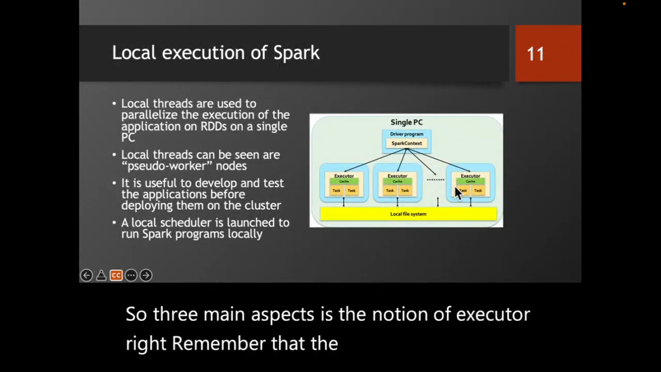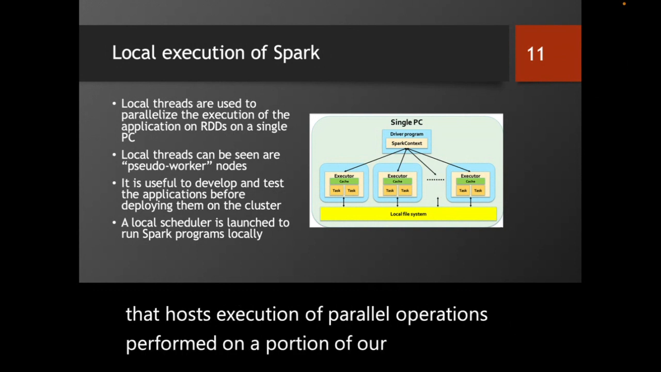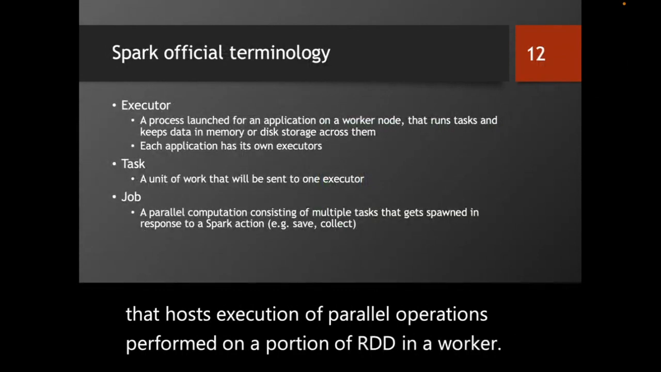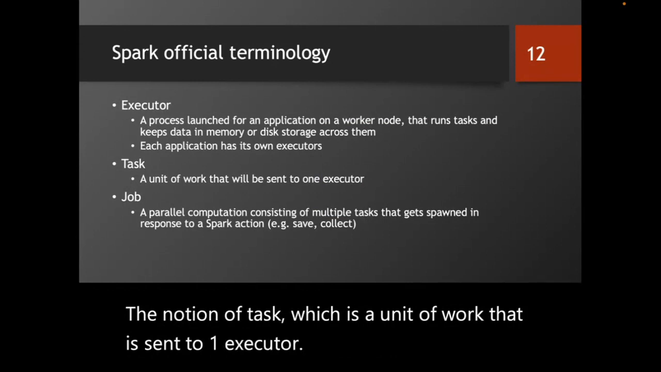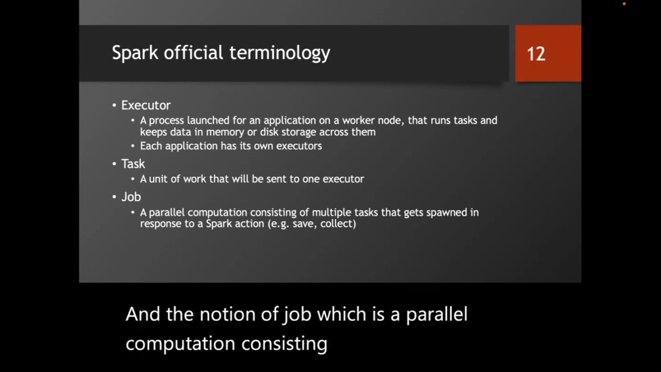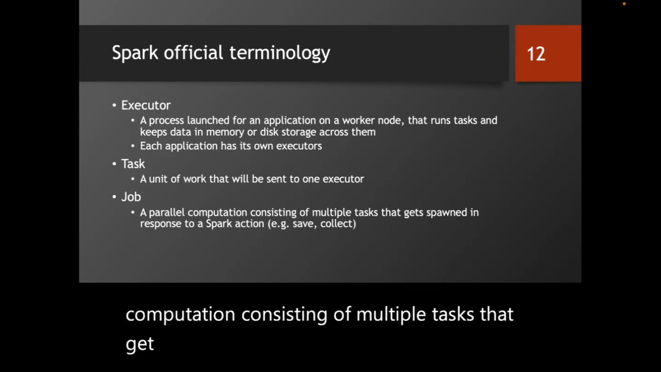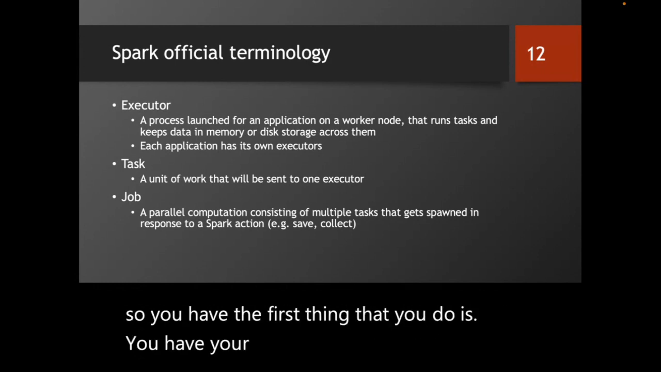Three main aspects: the notion of executor, which is the process that hosts the execution of parallel operations performed on a portion of an RDD in a worker. The notion of task, which is a unit of work that is sent to one executor. And the notion of job, which is a parallel computation consisting of multiple tasks that gets spawned in response to a Spark action.